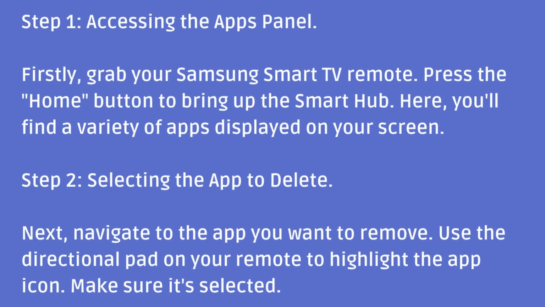Step 1. Accessing the apps panel. Firstly, grab your Samsung Smart TV remote. Press the Home button to bring up the Smart Hub. Here, you'll find a variety of apps displayed on your screen.